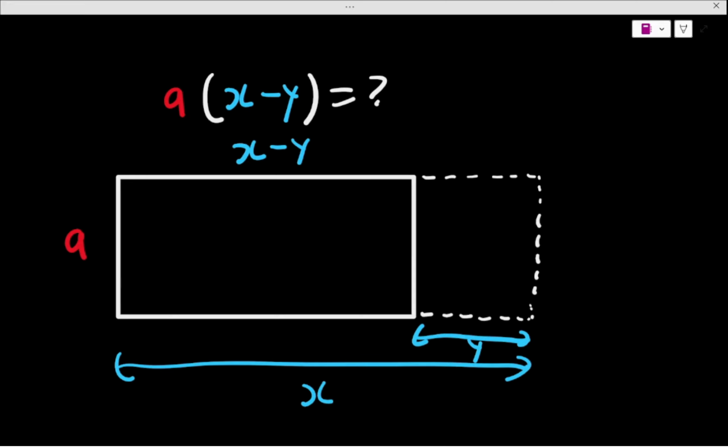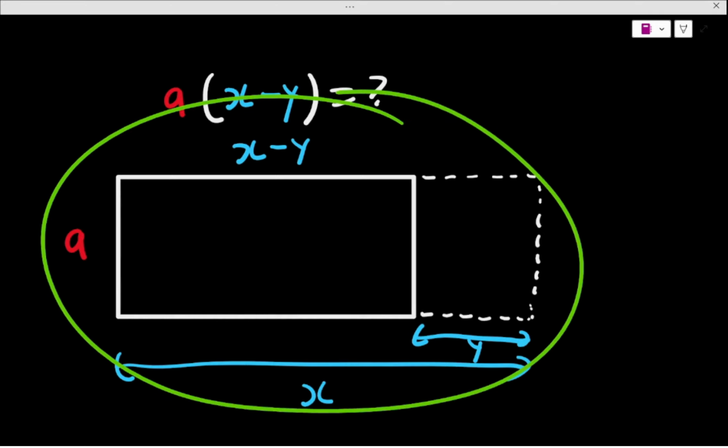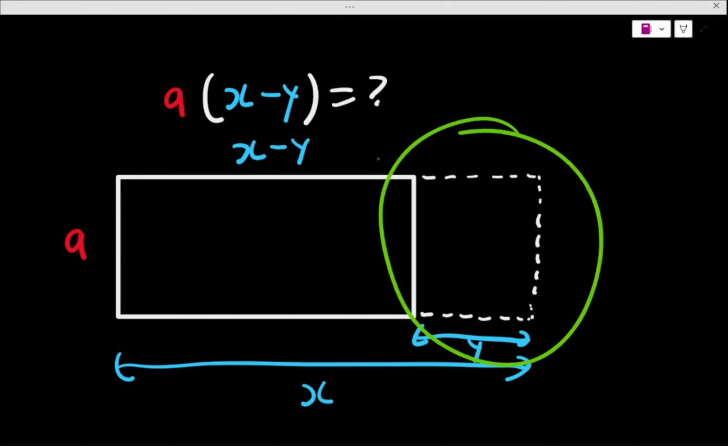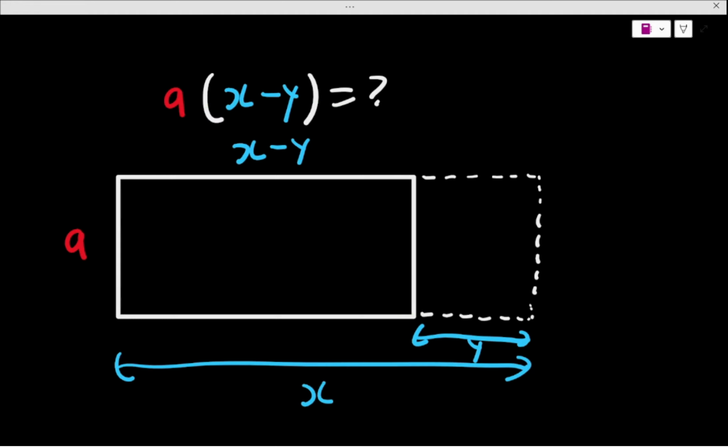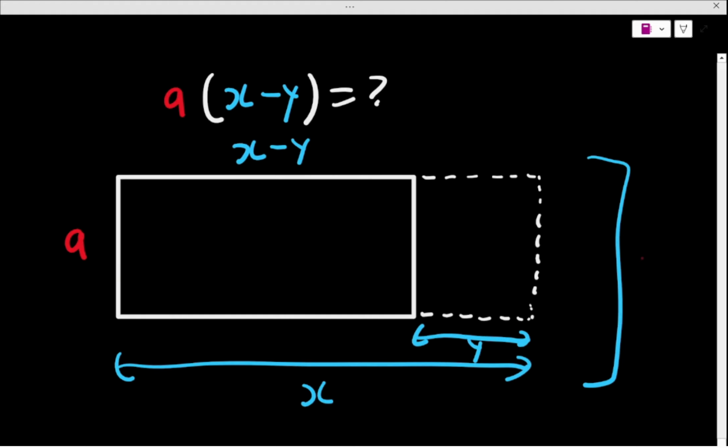You can think of it as I'm having a larger rectangle and removing a part of it. So when I have this full rectangle right here, and I remove this part right here, I end up with my original rectangle right here. So what's the area of the full rectangle? Well, that's going to be a times x. So that is going to be ax.